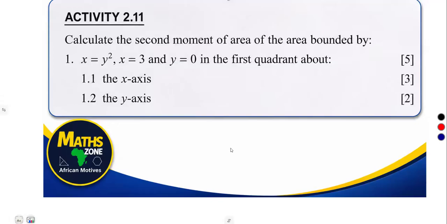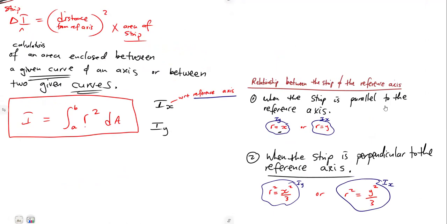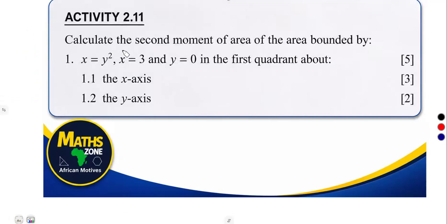So in this case, we are going to consider the question based on the second moment of area, as we had our introduction. We're just going to try and apply the formulas that we have already covered before. We are given: calculate the second moment of area of the area bounded by, first question, the curve x = y squared, x = 3 and y = 0 in the first quadrant. So you're considering the first quadrant.